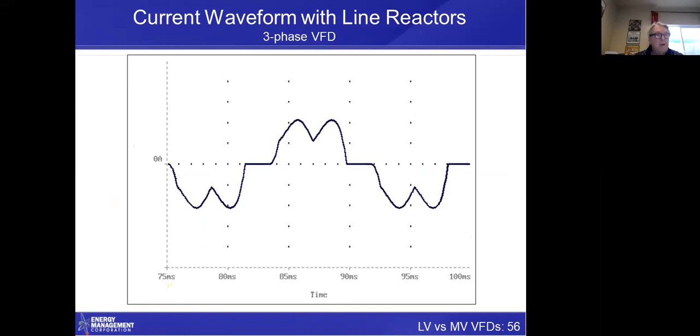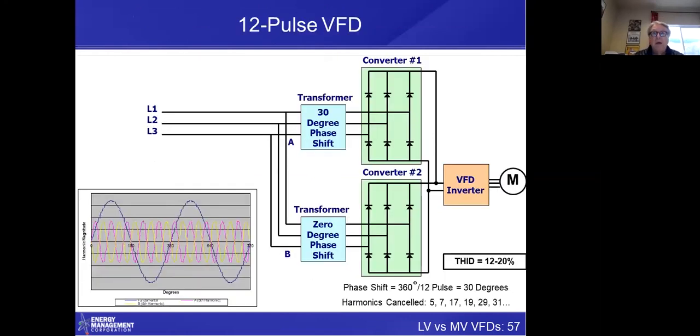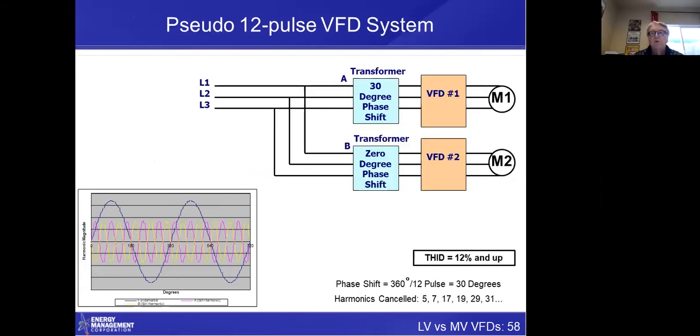If you put either line reactors or good quality DC link reactors, they have to be at least 3%, you're going to get 30, 35% distortion. And so that's a lot better than 100%. This is a 12 pulse drive. It uses 2 converters on the front end. You can get down to 12 to 20% distortion. This is a pseudo 12 pulse, same distortion.